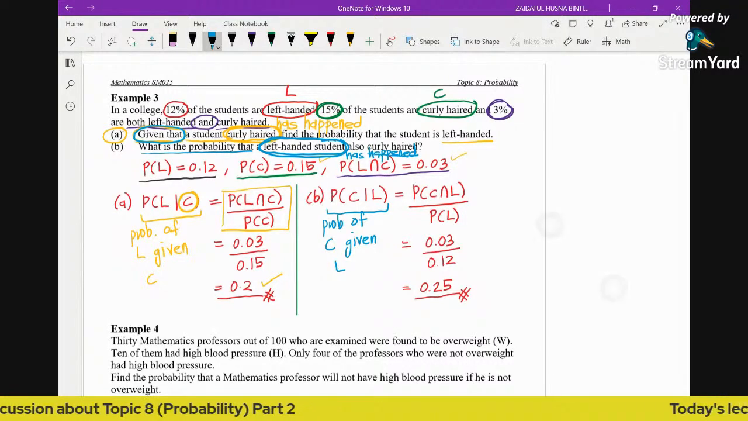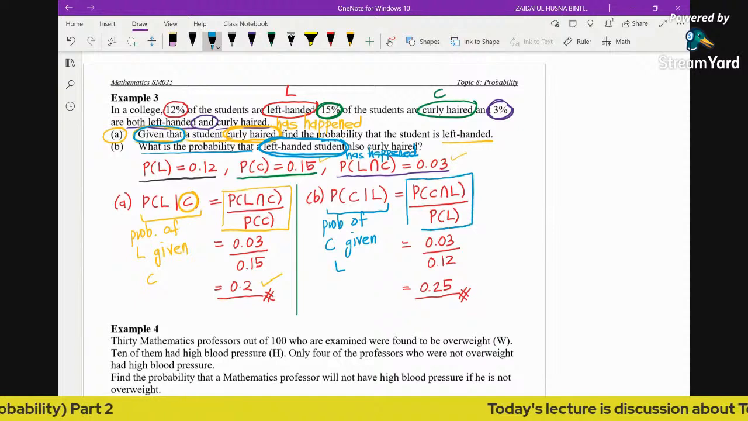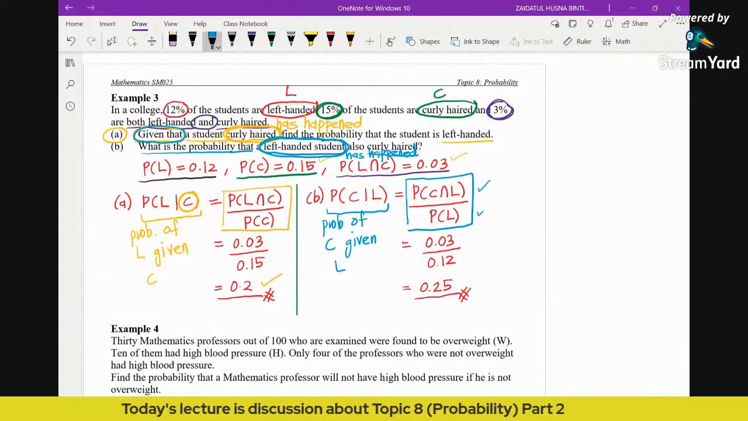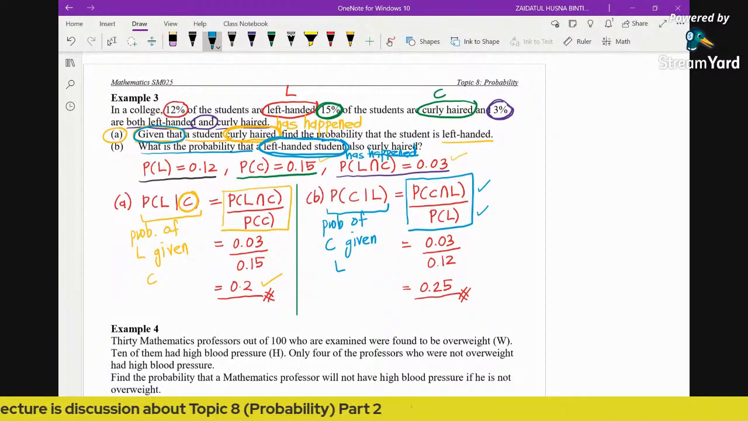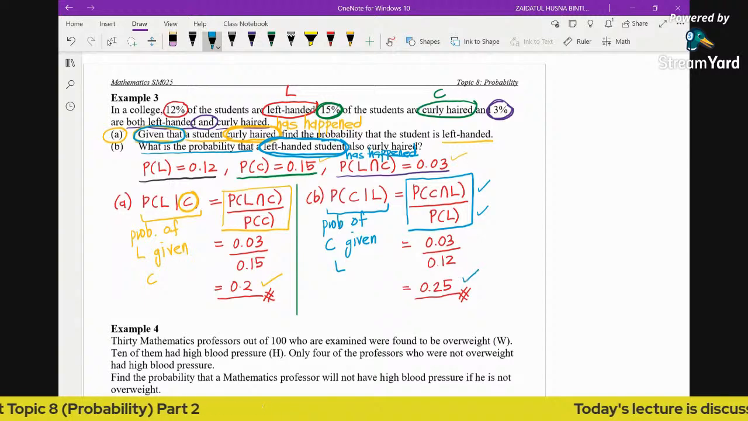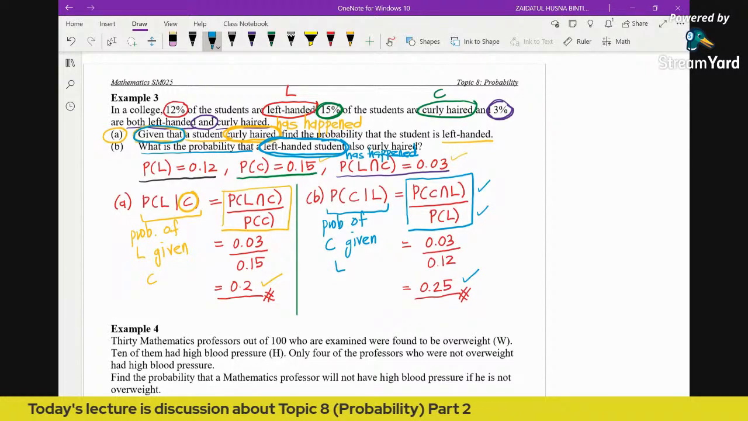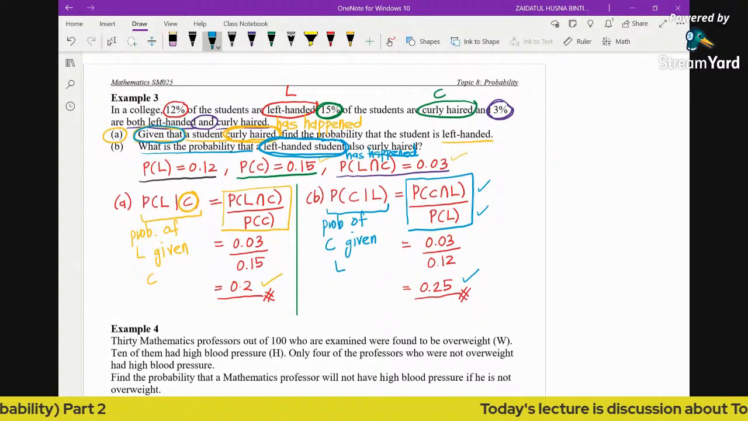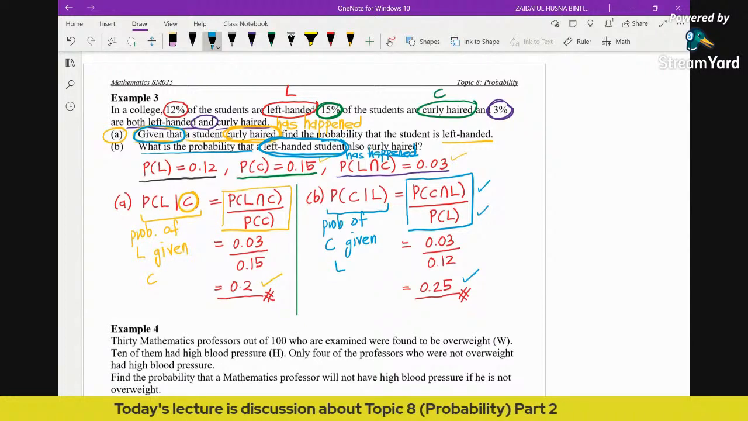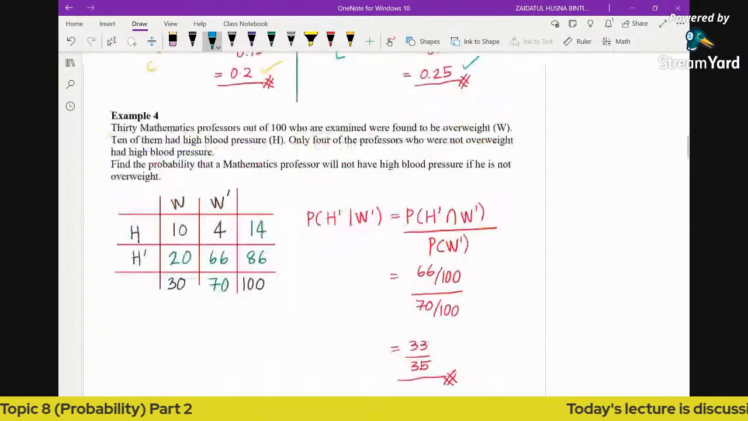By using the formula, we can obtain the probability of C given L to be the probability of C intersect L divided by the probability of L. We have both values, so we just substitute both values into the formula, and this is the answer. Again, this topic is about how you understand the question. Whenever you are given a question, make sure you read it very carefully, try to understand what is actually required, and then you may start answering. Now let's see example 4.